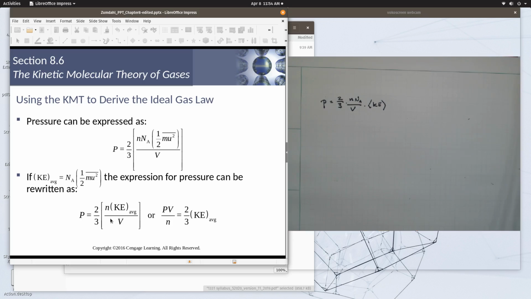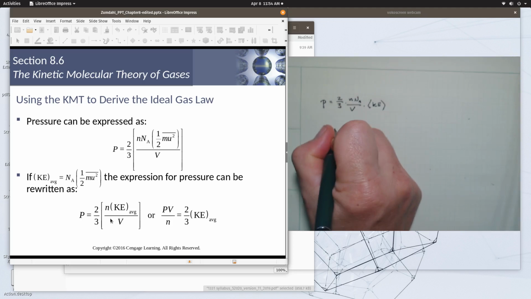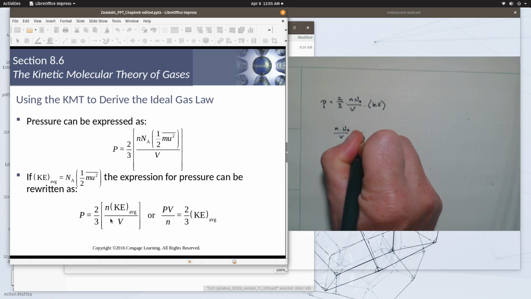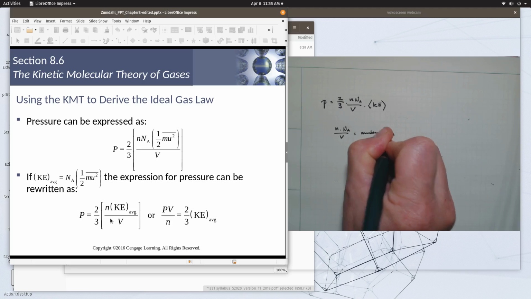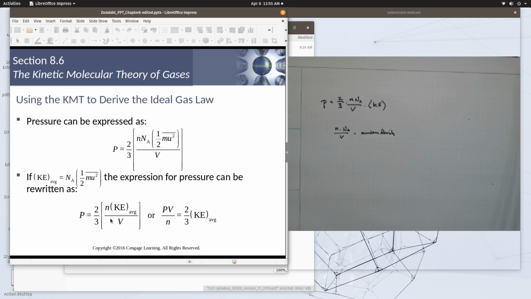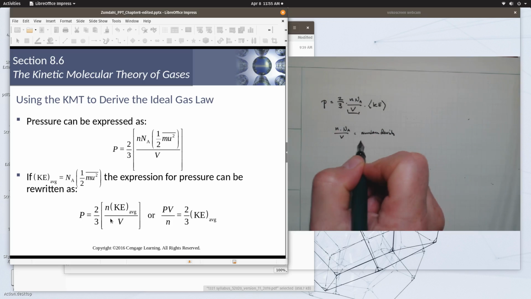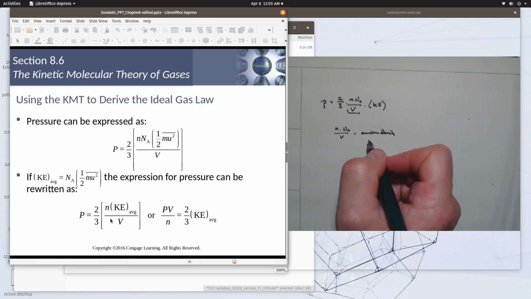Okay, so what do we have here? So this is equal to N times NA divided by volume. This is the number density. Okay. So we can understand this in a very easy way. So this is the number density. So the higher the number density, the more collisions per second against the wall. Okay, pressure must increase.